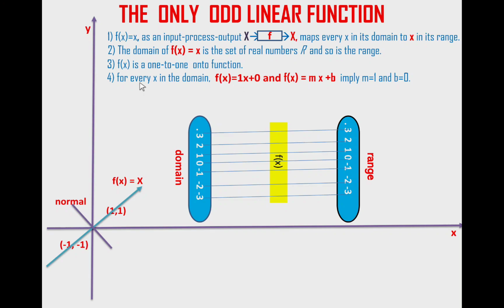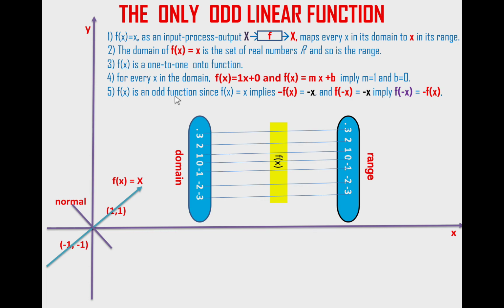So once again, characteristic number 4: for every x in the domain, f of x equal to x, which is represented as f of x equal to 1 times x plus 0, and the general formula for linear functions, f of x equal to mx plus b, implies m is equal to 1 and b is equal to 0. That is the fourth. So let's go to the fifth characteristic.